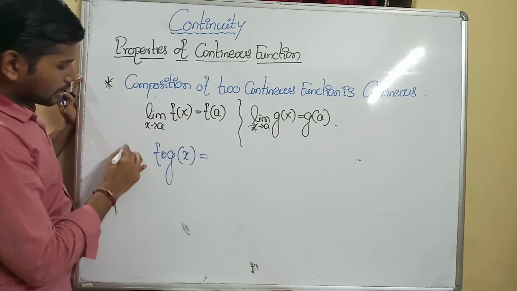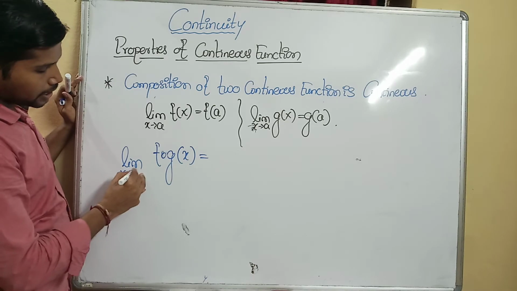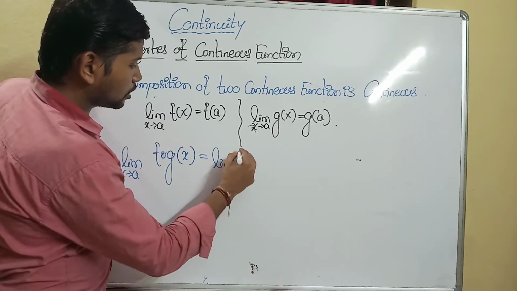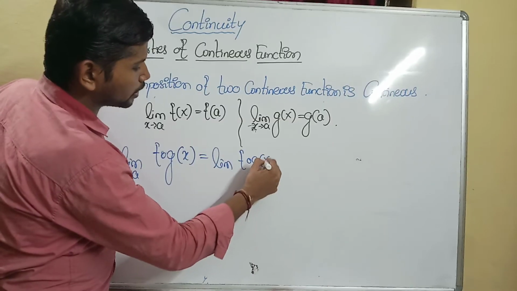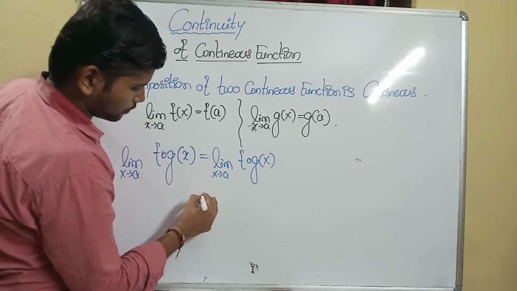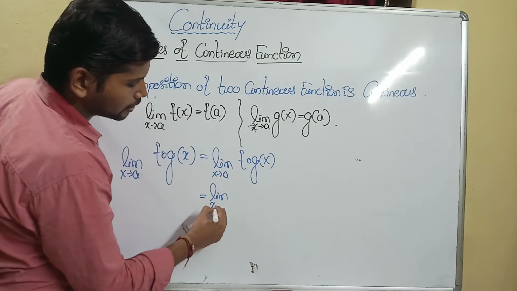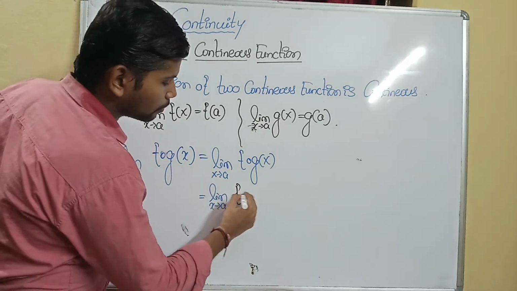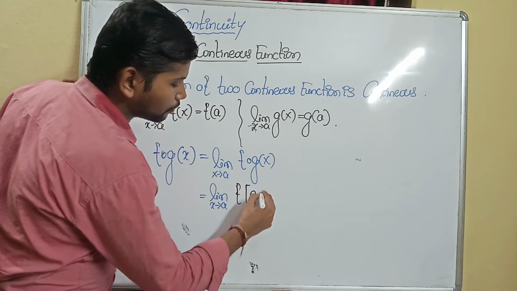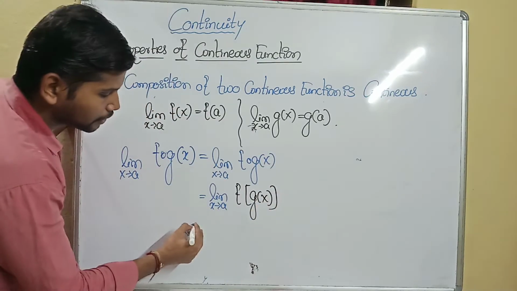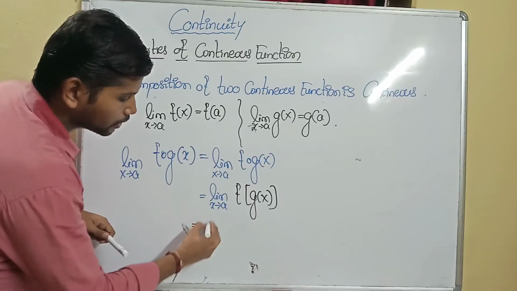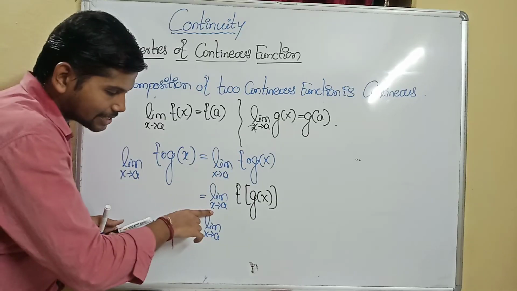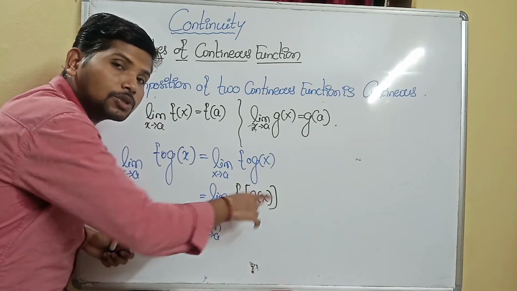How do I have to write it? At the point x equal to a, I need to define it. Concentrate on the board: the limit of f composition g of x as x tends to a. Now I write this as the limit as x tends to a of f of g of x. Got the point clearly? Now the next step: as x tends to a, g of x tends to g of a.